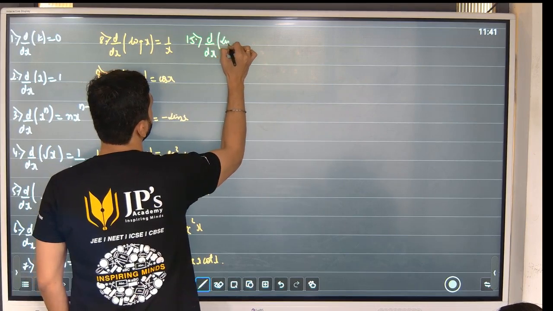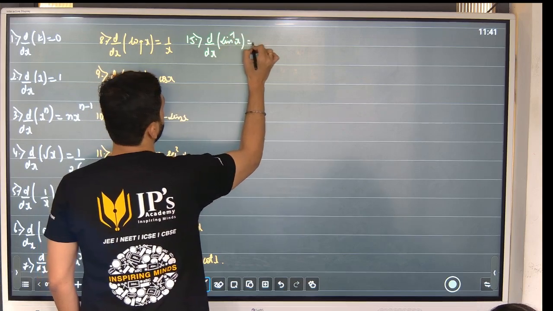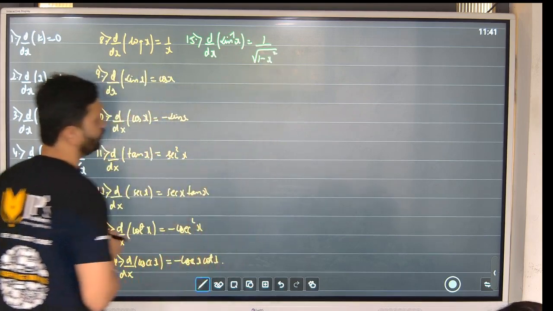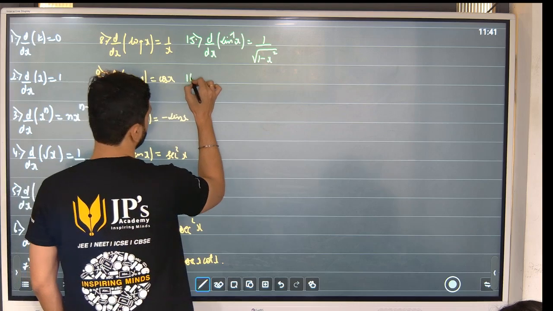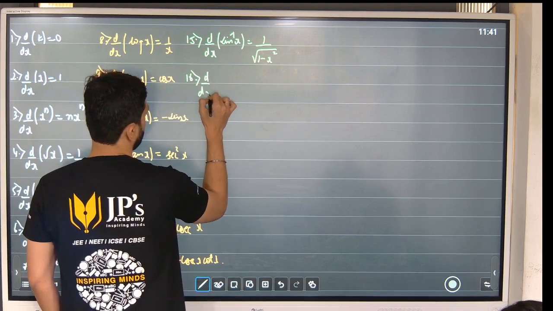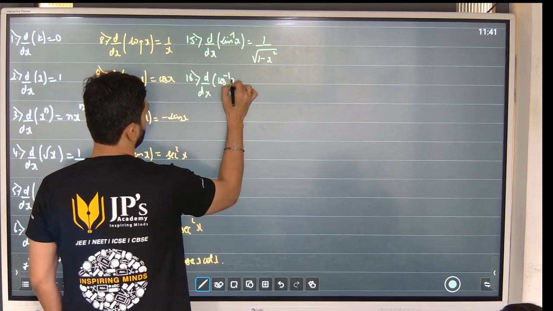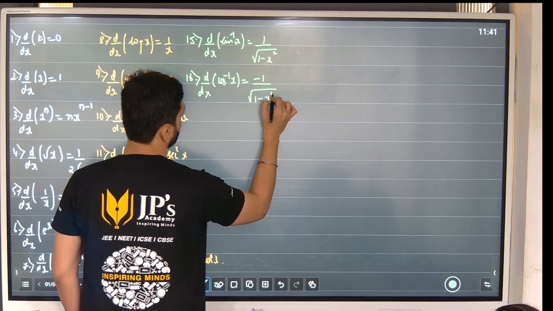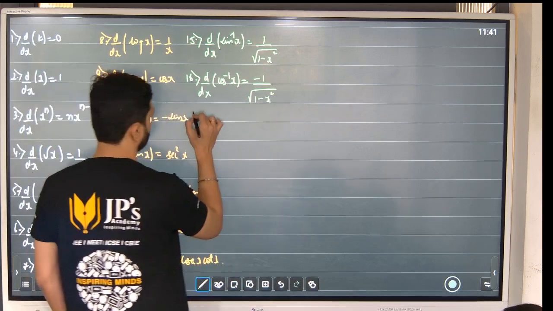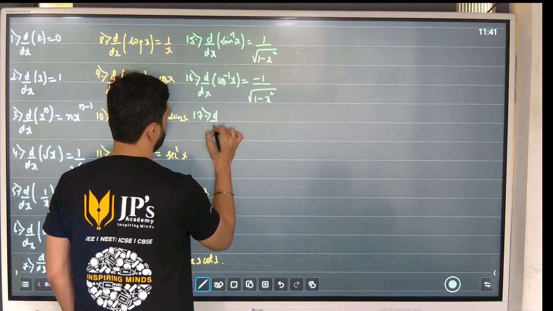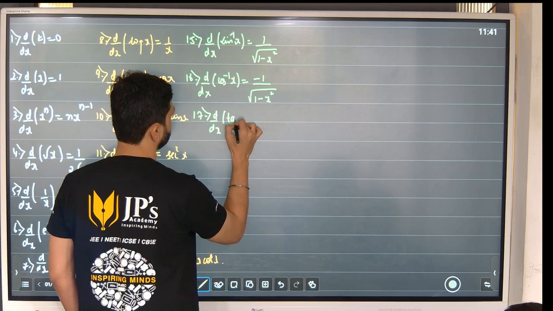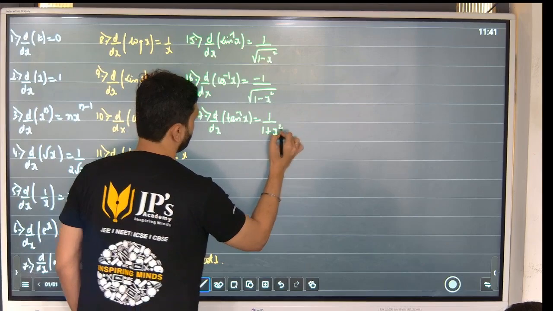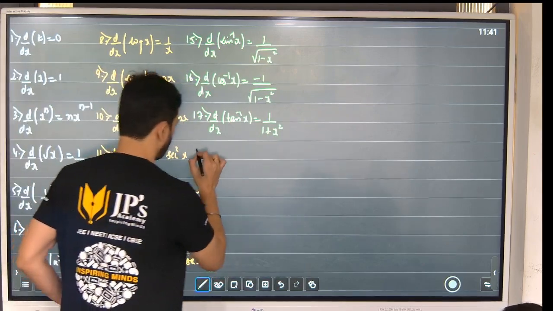dy/dx of sin inverse x is 1 upon under root of 1 minus x square. dy/dx of cos inverse x is minus 1 upon root of 1 minus x square. dy/dx of tan inverse x is 1 upon 1 plus x square.